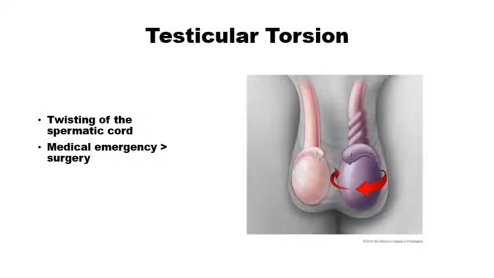A testicular torsion is the twisting of the spermatic cord, so it twists around, coils up. This is a medical emergency, quite painful, and will lead to death of the testes if it is not surgically corrected.